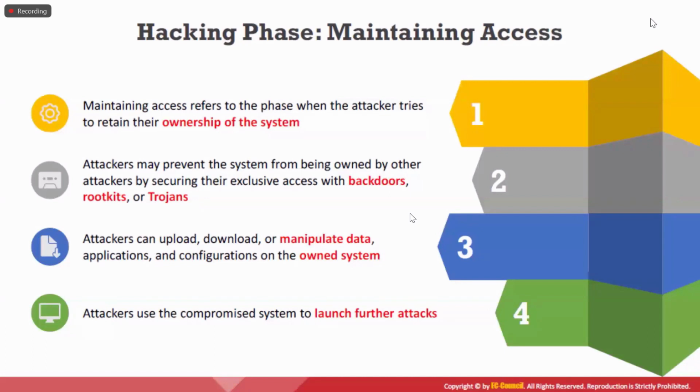So we call it backdoors itself, or we have different kinds of terminology here, but we mostly use backdoors. Okay, and attackers can upload, download, or manipulate data, applications, and configuration of the owned systems. An attacker uses the compromised system to launch further attacks. That is what we call pivoting. So we have a compromised computer or system here. From there, we will be going into the different systems in the network. So we call it pivoting.